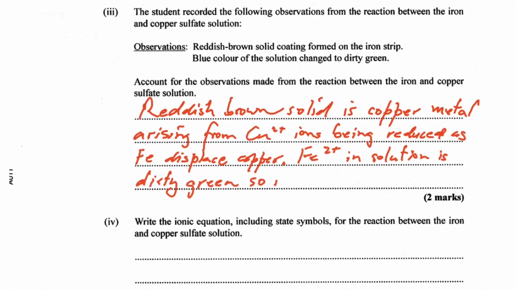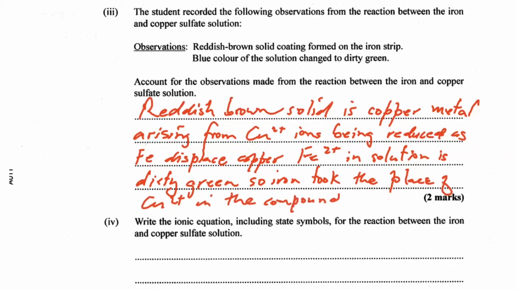So iron, we're saying here, took the place of Cu2+ in the compound. And I want us to write the ionic equation, including state symbols, for the reaction between the iron and copper sulfate solution.